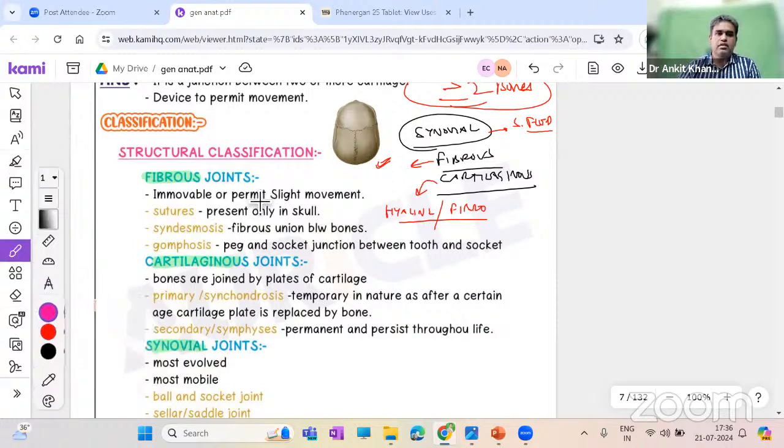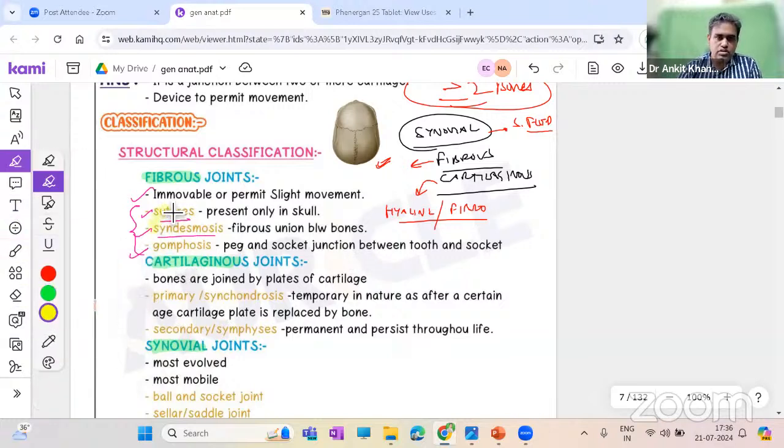Now, fibrous joints: immovable or with permanent slight movement. Basically, it is immovable. Three things you need to remember. Sutures of the skull, one example I told you already. Then syndesmosis, which is like the interosseous membrane between radius and ulna, and between tibia and fibula. It is also made of fibrous structure only. And then you have gomphosis between tooth and socket. So remember these three names by heart: sutures, syndesmosis, gomphosis. They fall under the fibrous category.